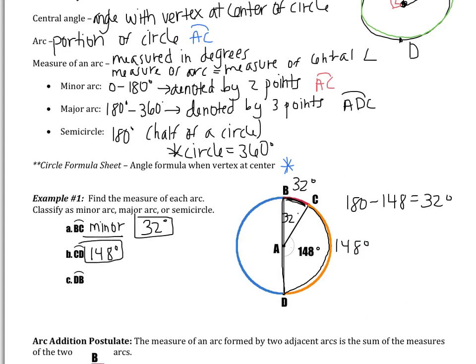Okay, this one's a little tricky. We normally would think that it's a major arc, because it's more than 90. But remember, a major arc is more than 180. In this case, 148 is still a minor arc. And then DB, that's this arc right here. It's exactly half of a circle. A circle is 360, so arc DB is going to be 180 degrees. 180 degrees is a semicircle.